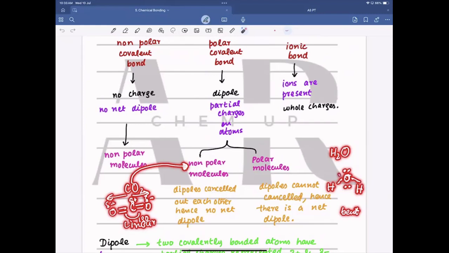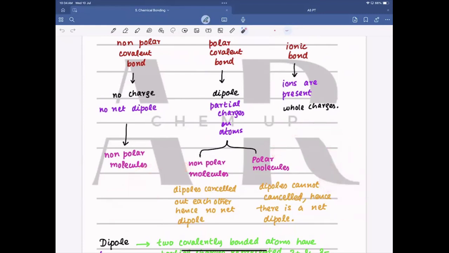But if you see over here, it is also a polar bond, right? Yes. But on the opposite of this hydrogen there is no atom, and their bond angle is 104.5. So both the hydrogens are not exactly opposite to each other, right? Yes, sir. So their dipoles are not going to be cancelled out, and hence water is going to be a polar molecule. Good. Understood? Yes, sir.